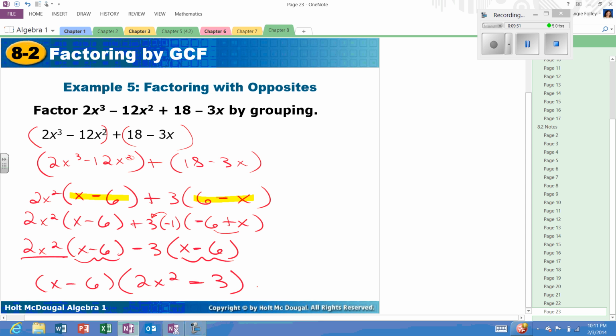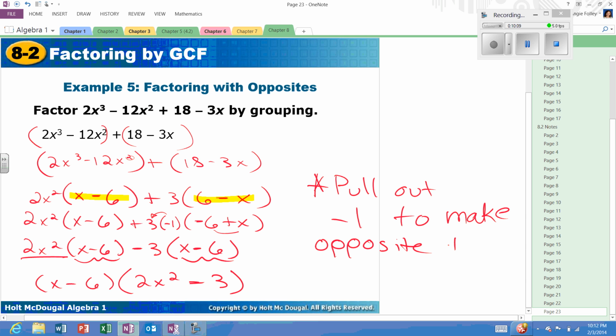Okay, this is going to take some practice, all right? I promise. Pulling out the negative 1, I would just suggest writing: pull out negative 1 to make an opposite the same. That's going to take some practice. Don't worry, we'll keep doing it. So really what we're focusing on is how can we factor things by pulling out a binomial and even just a regular monomial. Okay, and that's all.